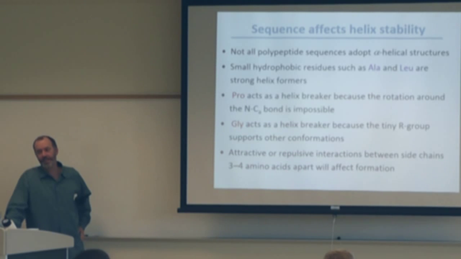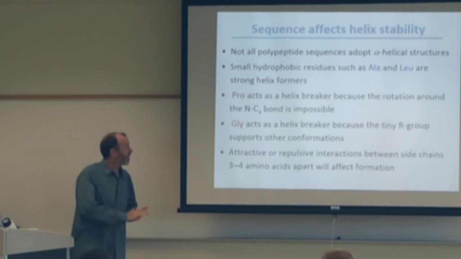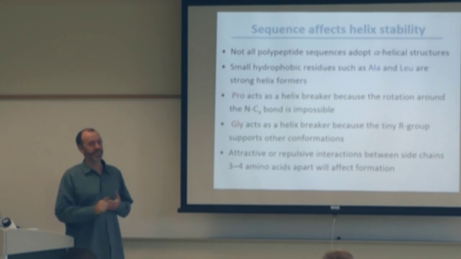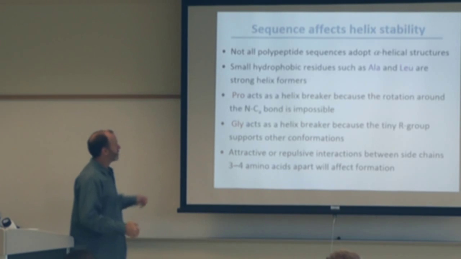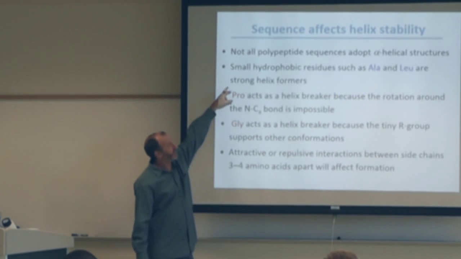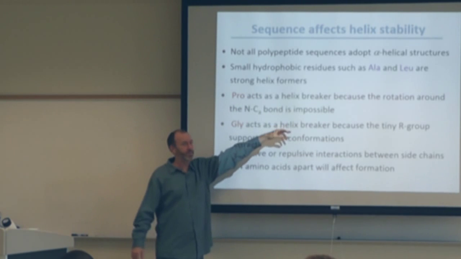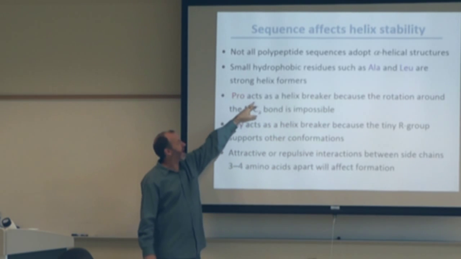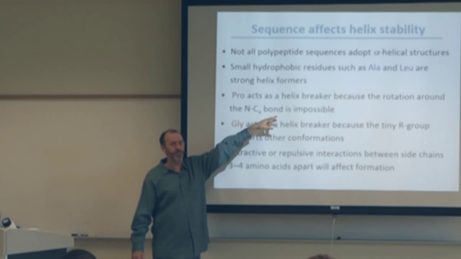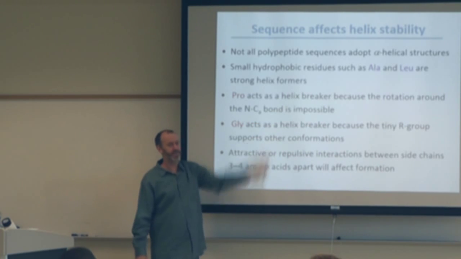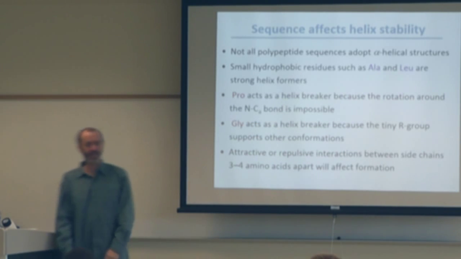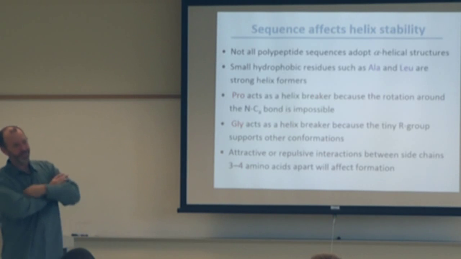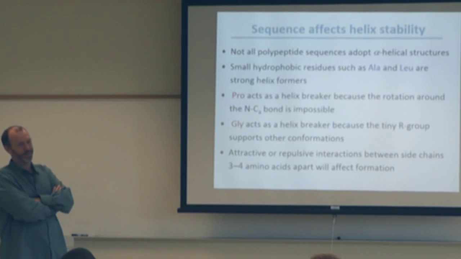Sequences affect helix stability. So not all polypeptide sequences adopt an alpha helical structure. Small hydrophobic residues such as alanine and leucine are strong helix formers. And then proline acts as a helix breaker. Can anybody tell me why? Why proline might be a helix breaker? You said something about proline earlier.